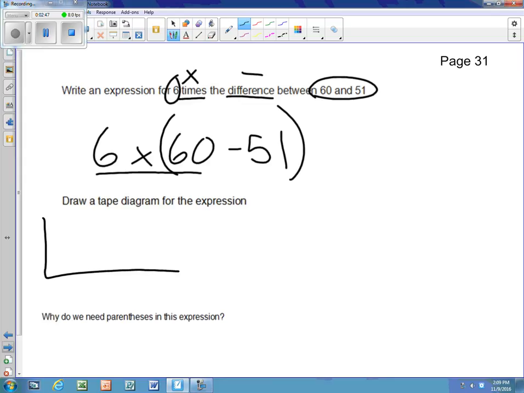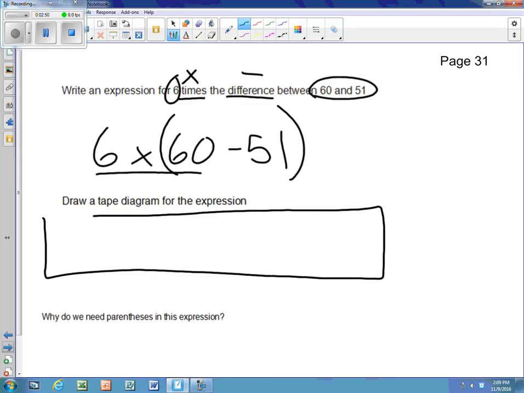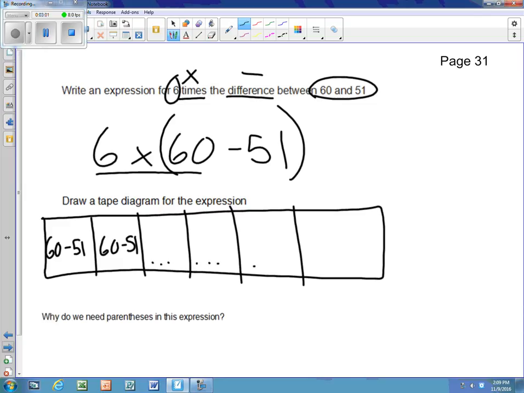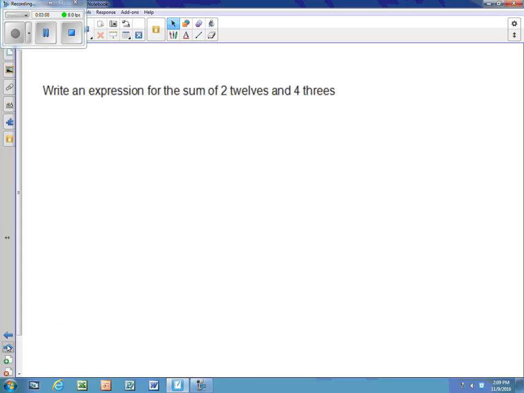An example of how to do this, we have to split it into 6 pieces. And we have to write our problem inside of it. But we don't have to write it each time. We can just give dots so we know the same thing continues on each time. This one, we're going to write an expression, once again for the sum. When we have 2 12s, that's a difficult thing. So we want to find the sum of 2 12s and 4 3s.